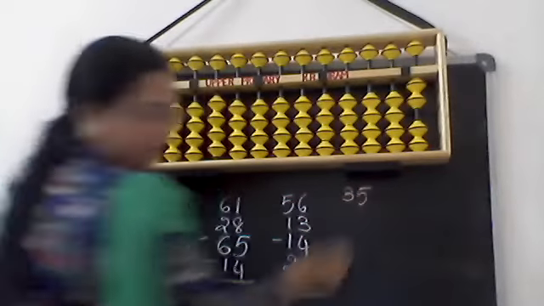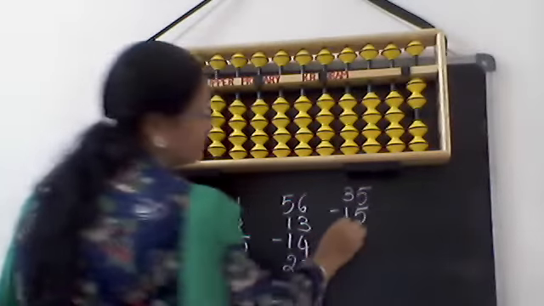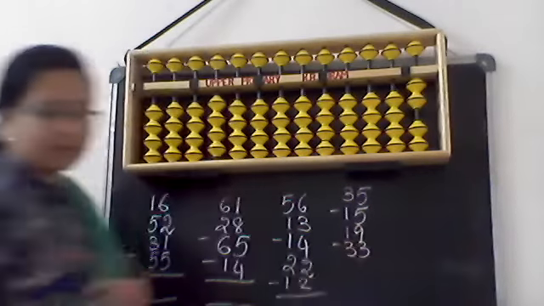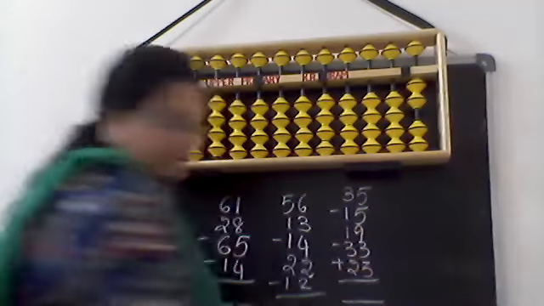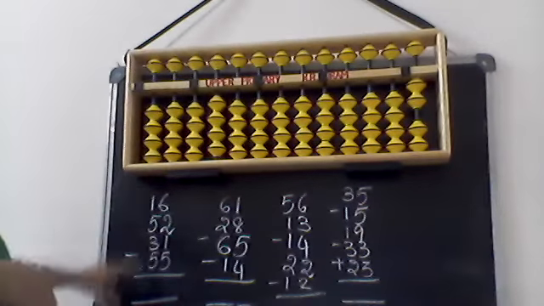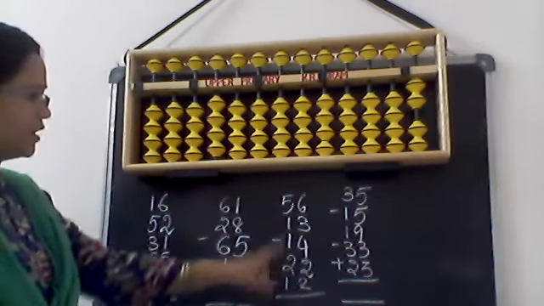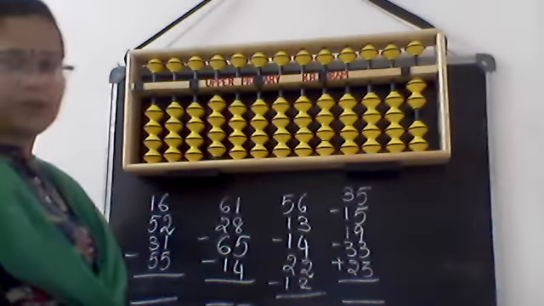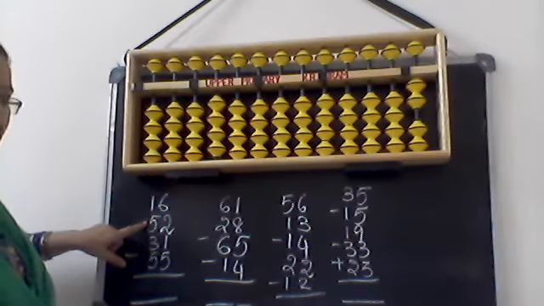So, one more, 35 minus 15 plus 19 minus 33 plus 23. So let us go ahead. This is with 2 digits, 4 rows. Now I have increased the rows over here. Okay, so let me do it and explain to you. Now I am going to do the 16, 52. First I'll clear the beads.